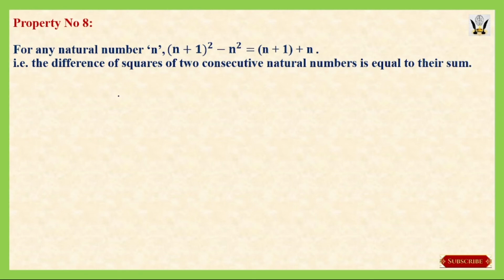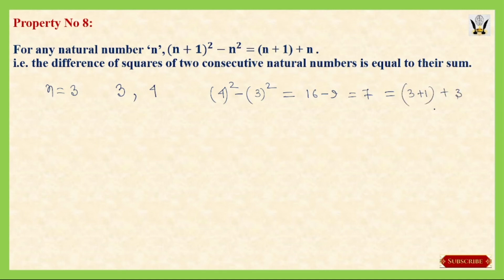So first we will choose a natural number which is 3. So here n is equal to 3. And then the consecutive natural number will be 3 plus 1, which means 4. So it will be 4 square minus 3 square, that is (n plus 1) square minus n square. So how much will it be? It will be 16 minus 9, so it will be 7.